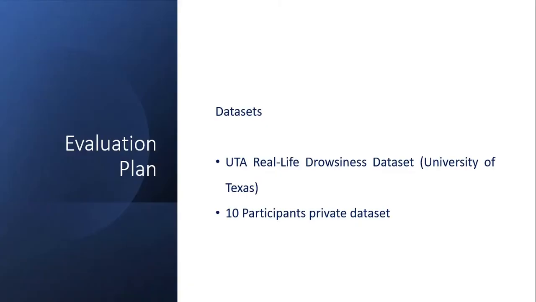Now if we talk about the evaluation plan, I'm using two types of data sets. One is a public data set, the UTA real-time drowsiness data set, which is from the University of Texas, and the other one is a private data set which includes 10 participants.